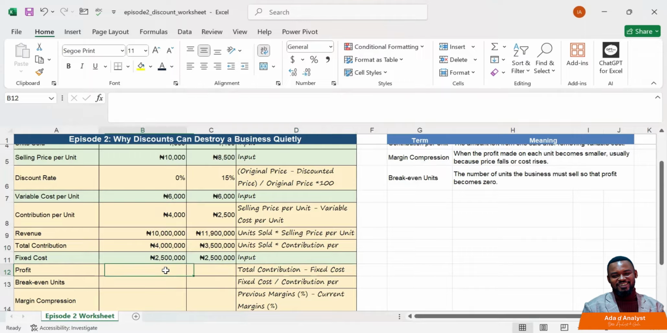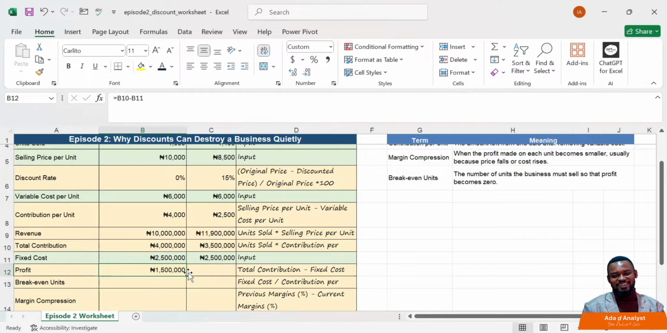So for profit, we'll say total contribution. Total contribution for month one is 4 million minus our fixed cost, which is 2.5 million for month one. We hit enter and we now get our profit. Our profit is 1.5 million.